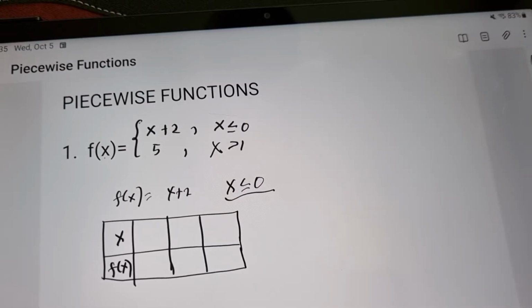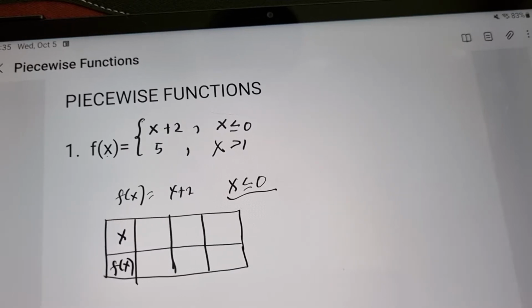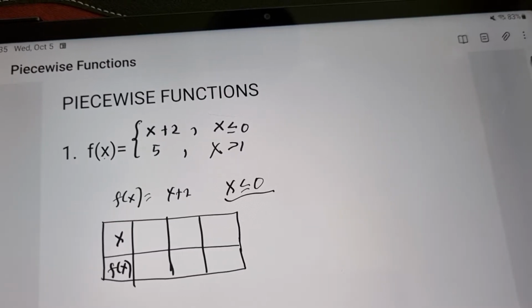Today I'm going to show you how to graph piecewise functions. What is a piecewise function? Piecewise functions basically consist of two or more functions.